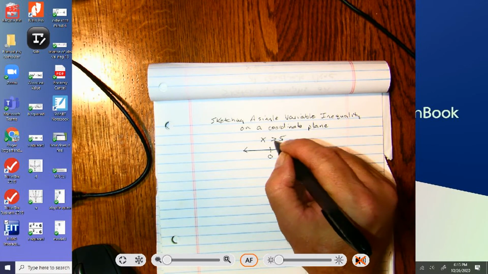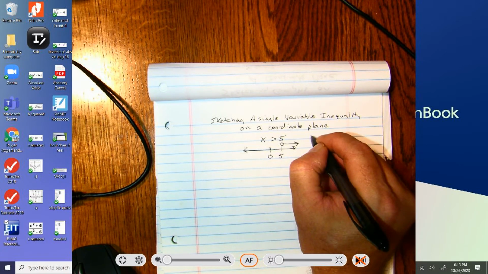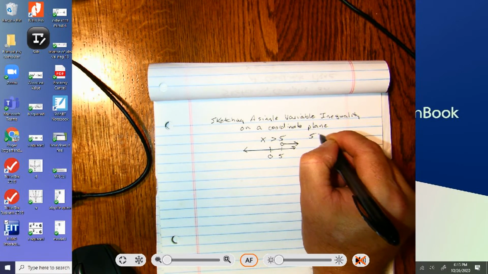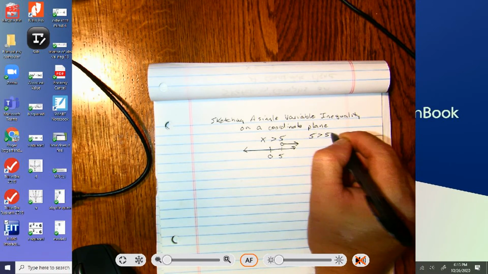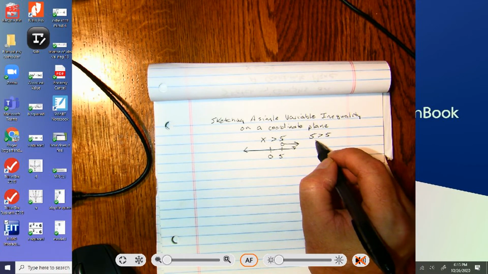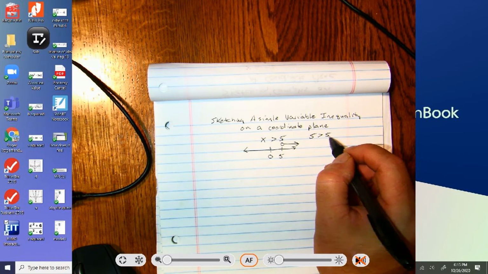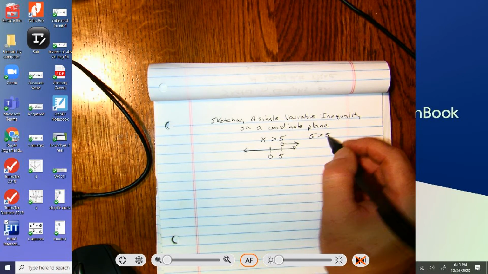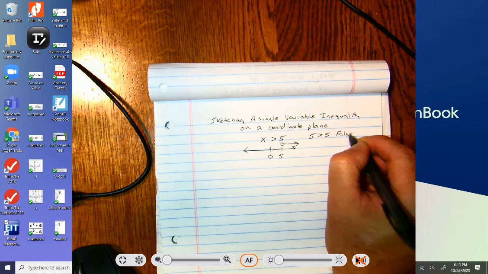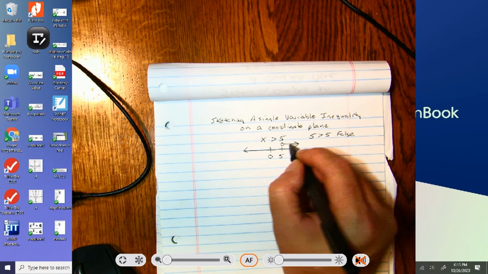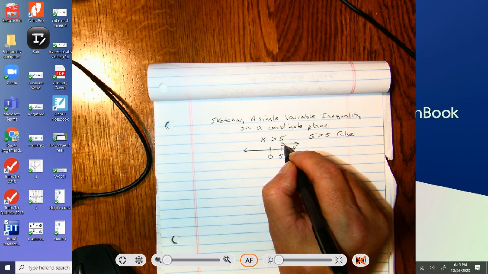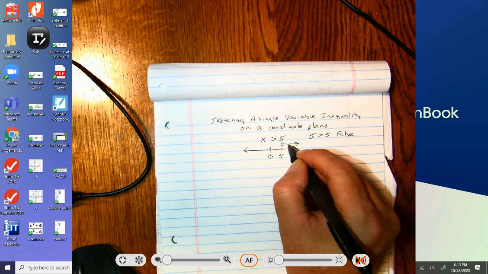Now, let's say that I substitute 5 for x and continue. Is this a true statement? 5 is greater than 5? I hope you said no, it is not. This is false. That is why we do not include it as part of the solution. The solution is only greater than 5, like 5.25. Yes, 6, oh yes.